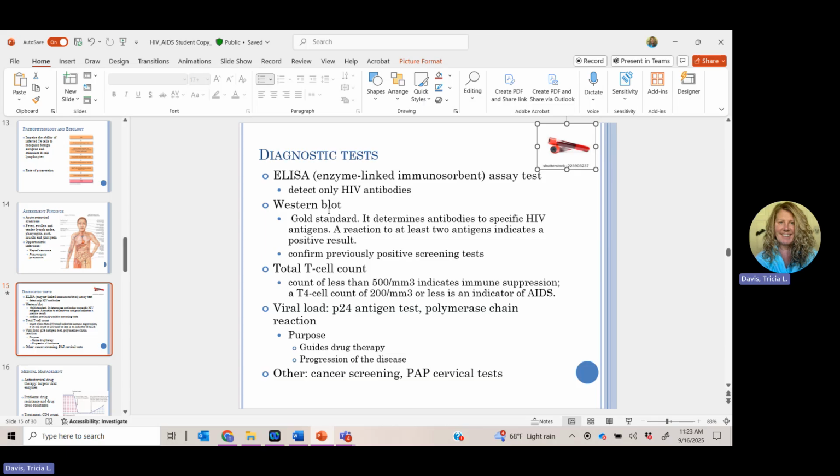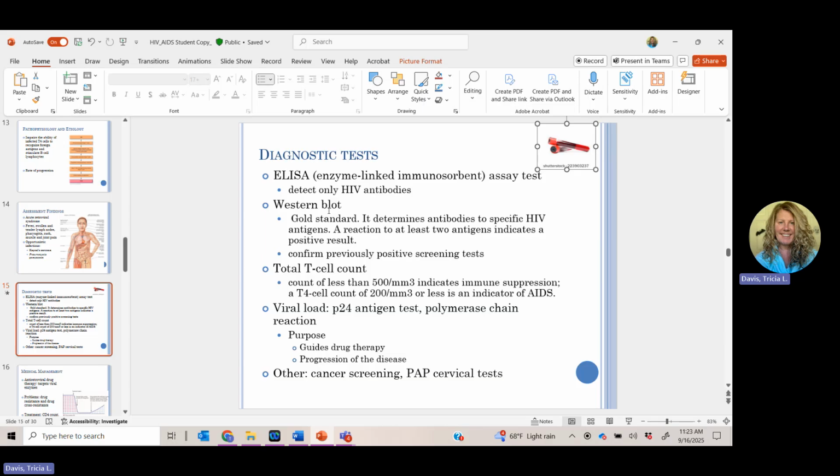What I want you guys to know about this is that these tests are going to be instrumental in guiding the drug therapy. So what type of medication are we going to give these patients? And it's also going to dictate the progression of the disease. So if we do viral load, say someone comes in, they have a very high viral load, we start giving them this drug therapy to suppress this.